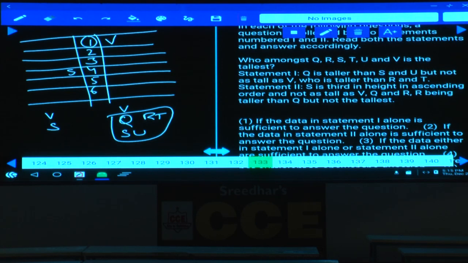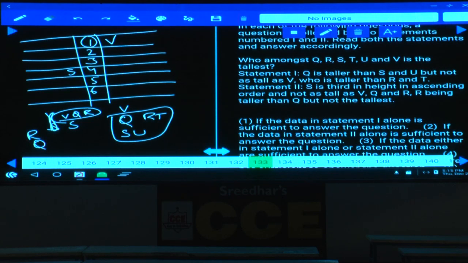And not as tall as V, Q and R. Now this S is not as tall as V, Q and R. That means V, Q and R, all these three persons are taller than this S, isn't it? And R being taller than Q, R is taller than whom? R being taller than Q, but not the tallest. R cannot be the tallest.